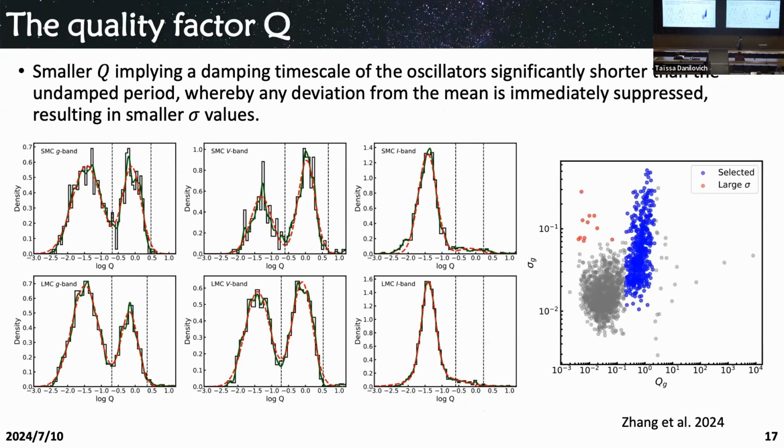The plot of sigma versus Q also shows this because selected sources span a wide range of sigma, while the smaller Q clusters at lower sigma values. That is because a smaller Q means any deviation from the mean will be immediately suppressed, resulting in small sigma values.